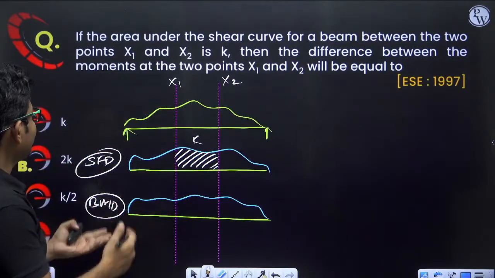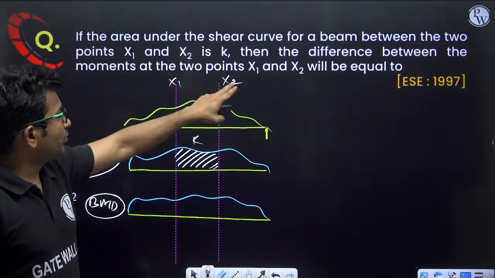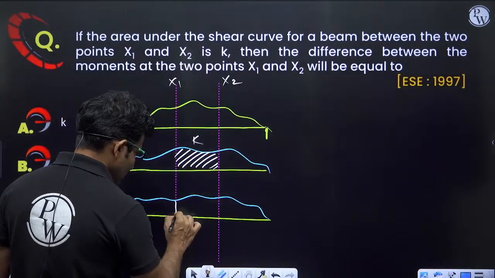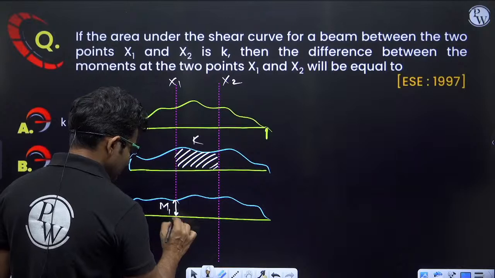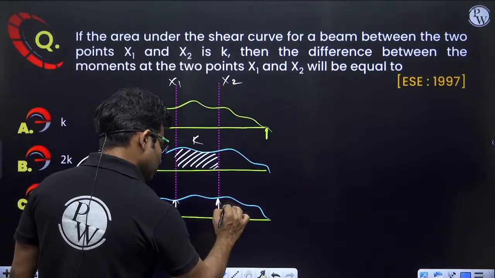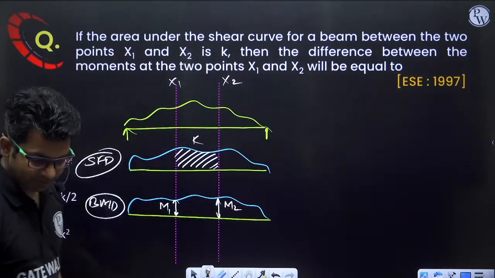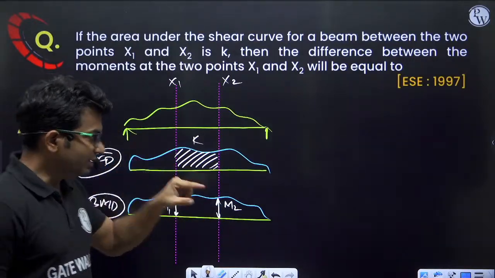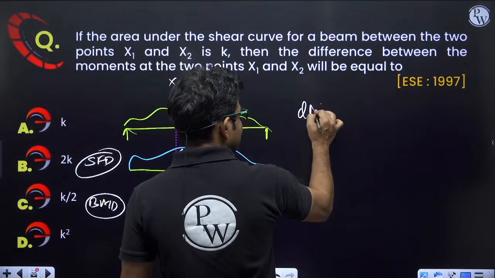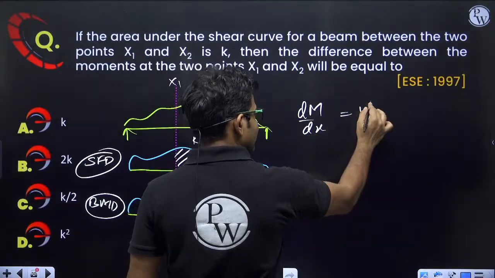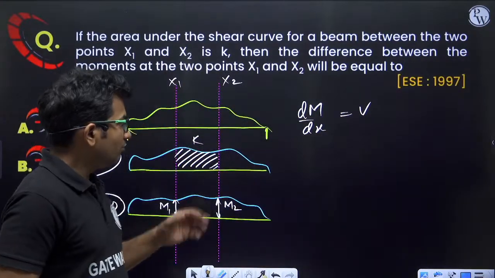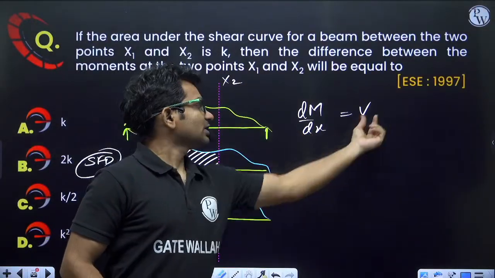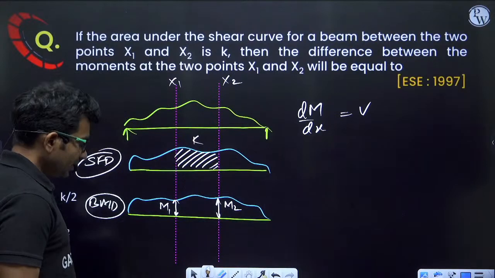Then the difference between the moments at the 2 points x1 and x2. Let us say moment here is m1 and moment here is m2. So we have to calculate the difference between moments, m2 minus m1. Okay, now we know dM by dx is equal to V. This we already know. What we will do, we'll move this dx here.